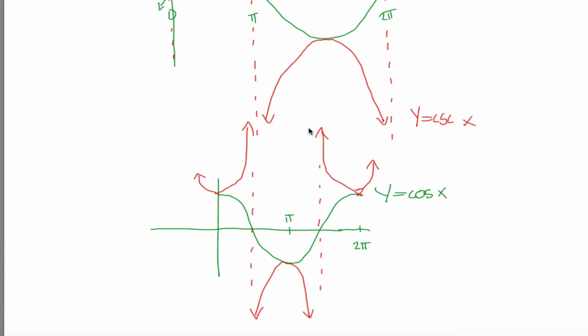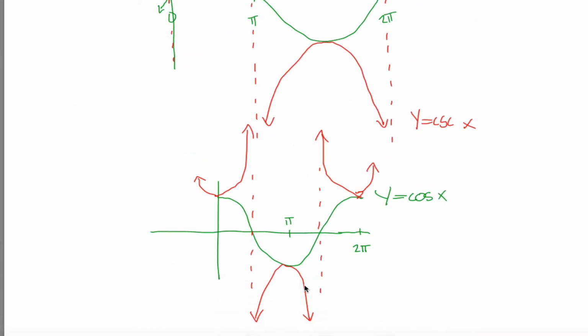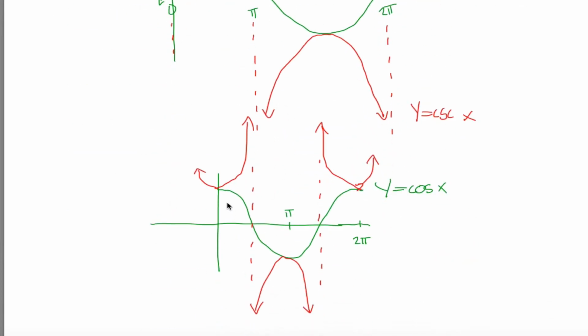So let's see, has a vertical asymptote at x equals 0? No, it doesn't look like it. So I'll put a no here. Has x-intercepts? No, the red never crosses the x-axis. Has a period of 2 pi? Yeah, sure does. It repeats when I get over to here.